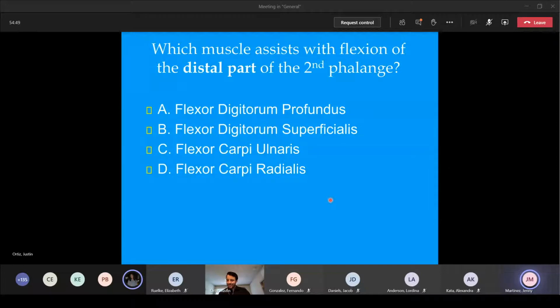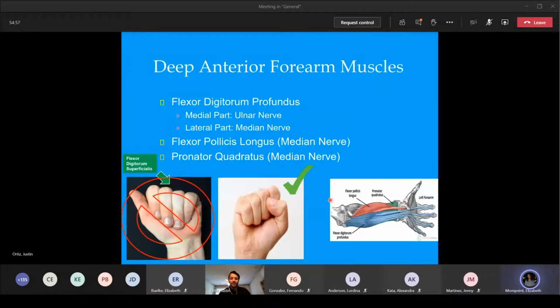Oh, Justin, sorry, my mic cut out. I was saying, can you repeat what you said about the square? You said something about a square, but I didn't hear it. Oh yeah, the pronator quadratus is literally a square. This green thing, it would just be a square. Okay.